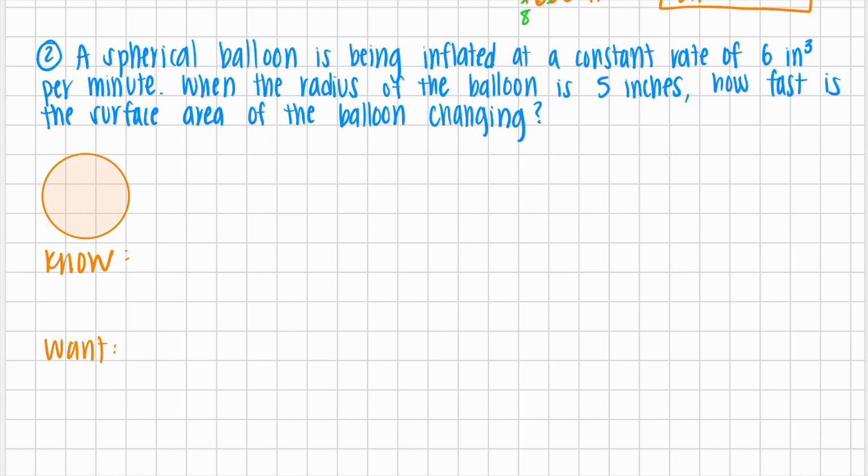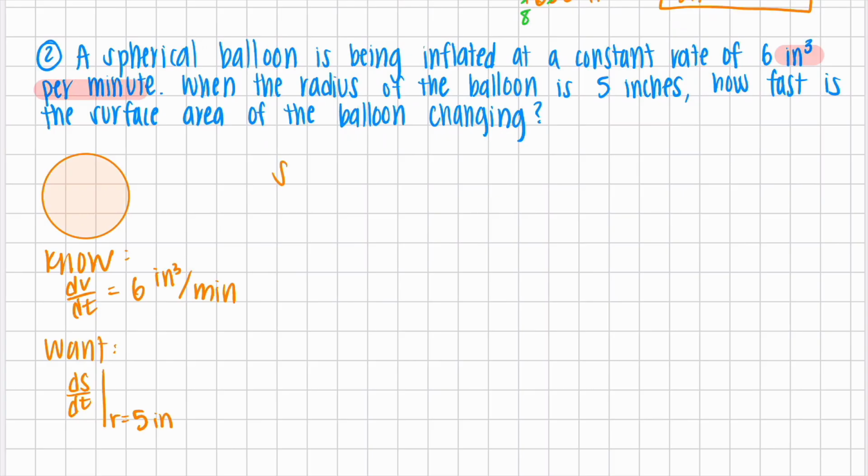If you're not sure whether it's volume, you can also look at the units. Inches cubed per minute is a volume. So dV/dt equals 6 inches cubed per minute. Same as the first example, I'm making that 6 positive because my balloon is inflating, so my volume is increasing. If my volume were decreasing, I would make that 6 negative. And then what do we want? We want to know how fast the surface area of the balloon is changing, so that's dS/dt, and we want that when the radius of the balloon is 5 inches.